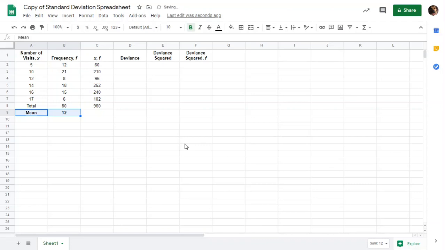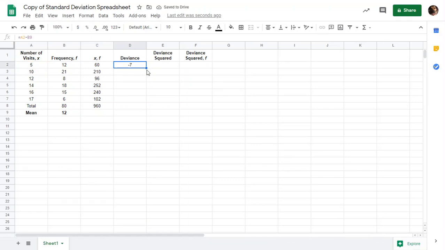So that means that we can calculate the deviance here. Number of visits would be 5. Remember, for deviance, the number of visits is x minus the mean, which would be x bar, which is not there because it's hard to get that kind of symbol into Google Sheets. So we need to take equals our number of visits minus our mean. So we get a -7.